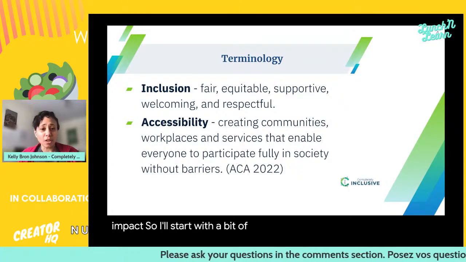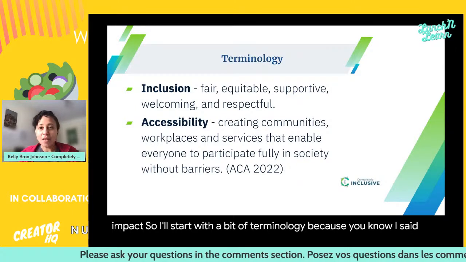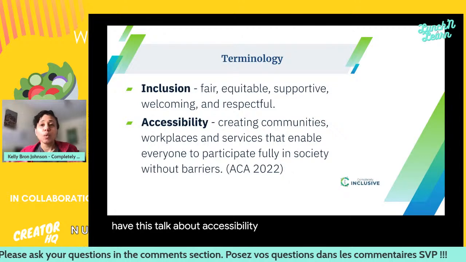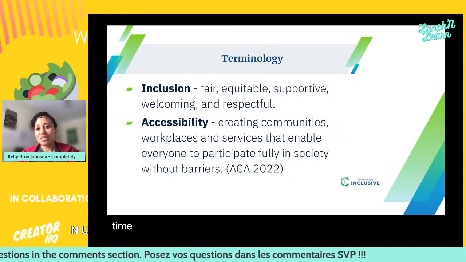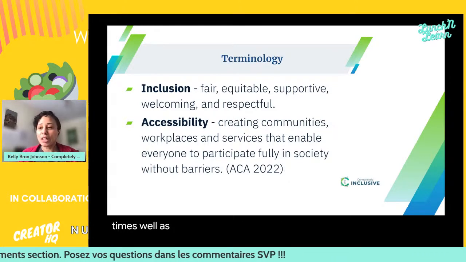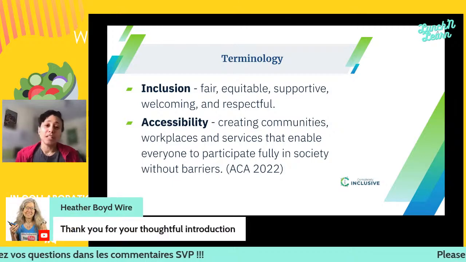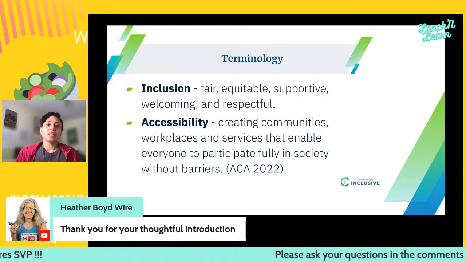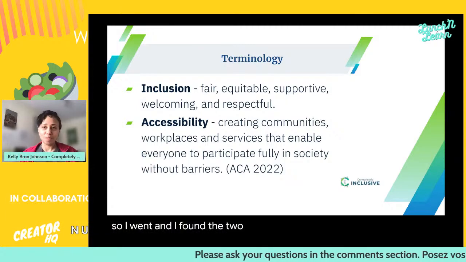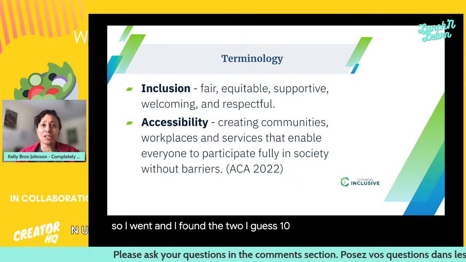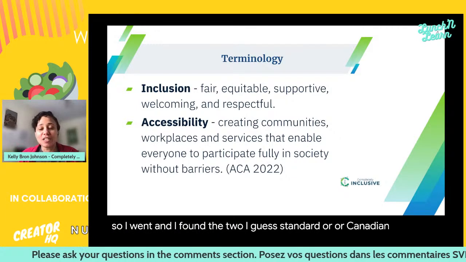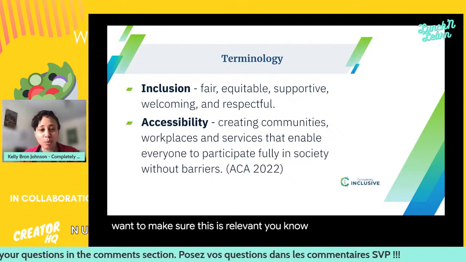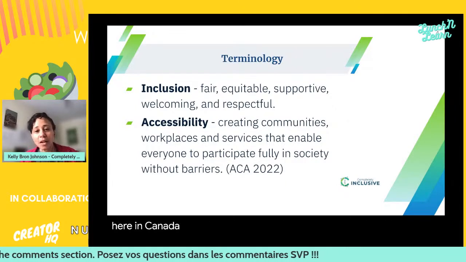So I'll start with a bit of terminology because, as I said, we have this talk about accessibility. What does that even mean? And a lot of times we'll ask people and people will have different ideas about what inclusion and what accessibility really means. So I went and I found the two, I guess, standard or Canadian versions. I want to make sure this is relevant for what we're talking about here in Canada.